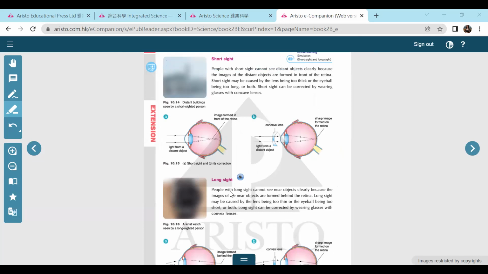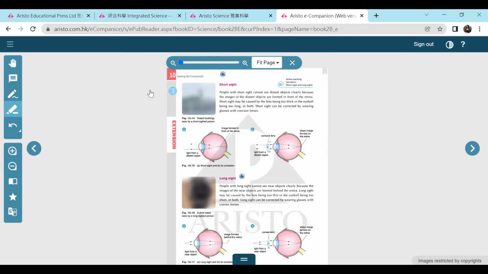Short sight and long sight. People with short sight cannot see distant objects clearly because the images of the distant objects are formed in front of the retina. Short sight may be caused by the lens being too thick or the eyeball being too large, or both. Short sight can be corrected by wearing glasses with concave lenses.